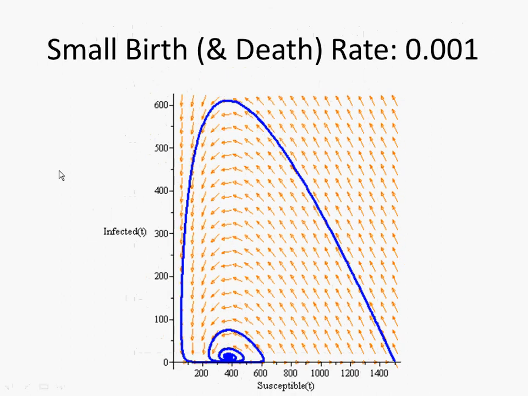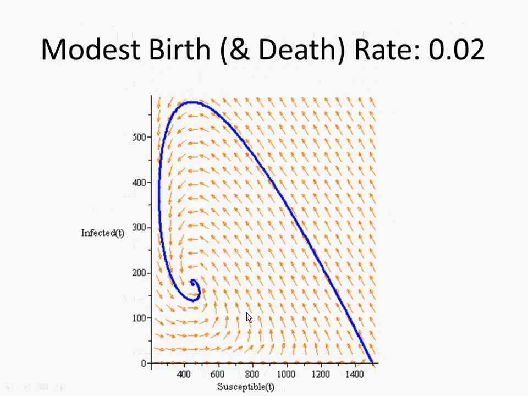So this is a high birth and death rate, then a modest birth and death rate, then very small. Here we're getting a situation where a very small birth and death rate allows the number of susceptibles to be drawn very, very low before it regroups and starts to recover again. It takes a long time to recharge as well.